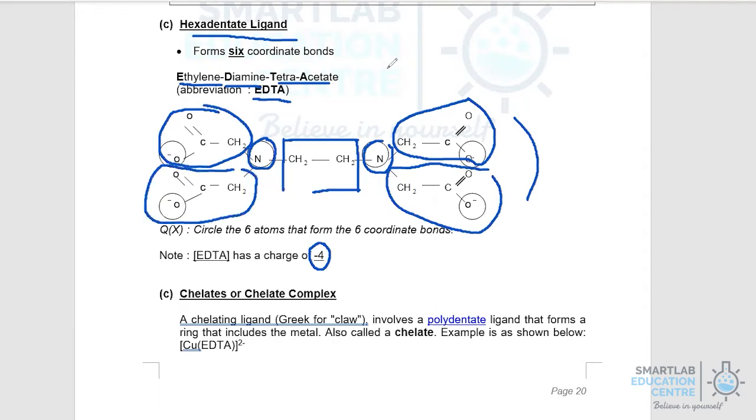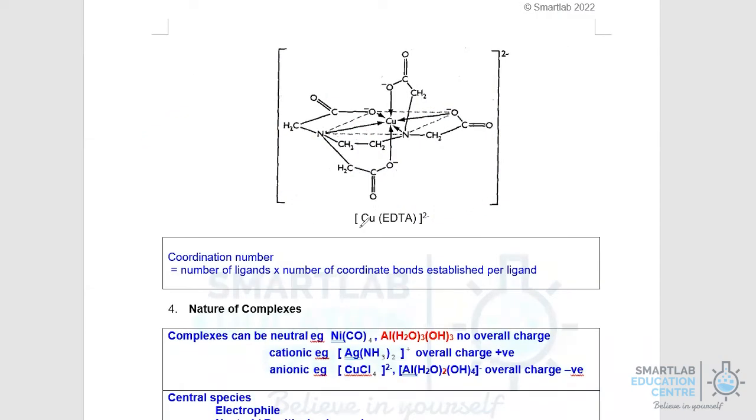EDTA4- can form 6 dative bonds because both nitrogens have a lone pair and therefore can form 2 dative bonds to the central metal ion. And in the case of the 4 sets of CH2COO-, we know that the O- has a lone pair of electrons that can form a dative bond. Hence, EDTA4- can form a total of 6 dative or coordinate bonds with the central metal ion. One example to look at is Cu EDTA 2-. In this case, EDTA has a charge of 4-, so the charge of copper will have to be 2+.